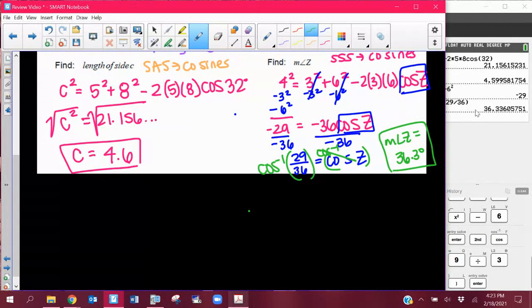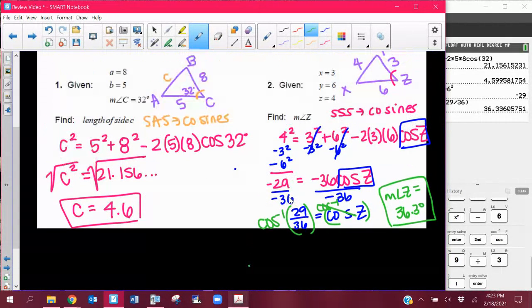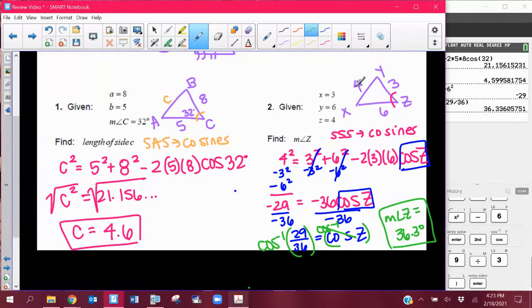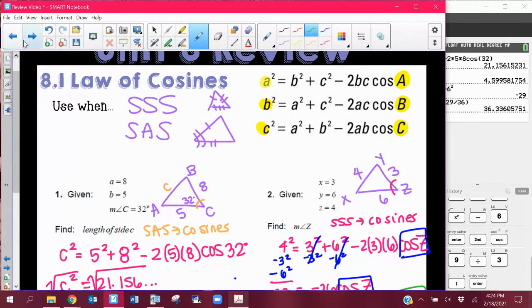So again, that one took me a couple extra steps. Really, the thing you need to remember is that whatever side is opposite the angle that you know or that you want to know is the one that goes by itself. Then in order to isolate the cosine of the angle that you want, subtract some stuff, then divide. Be careful of what your signs are, if it's positive or negative, and then do the second cosine of both sides in order to find the angle measure. Okay, so that's the law of cosines.